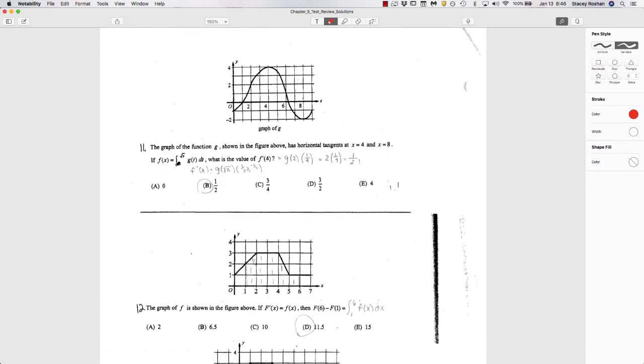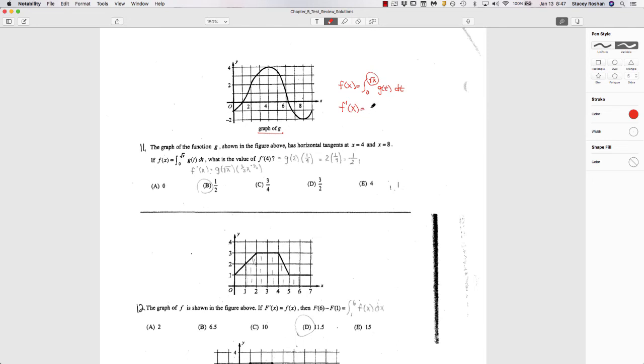This problem, oh, what do you know? Another FTC. They tell us f of x is the integral from 0 to root x of g of t dt. This is the graph of g up here. What is f prime of 4? So let's think of what f prime is first. So f of x is the integral from 0 to root x of g of t dt. So if I take its derivative, that is our only bound with a variable.